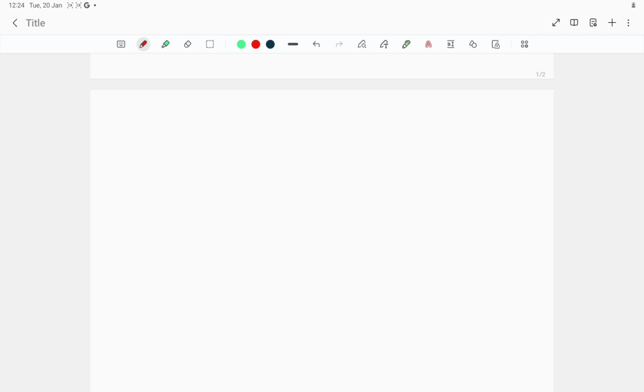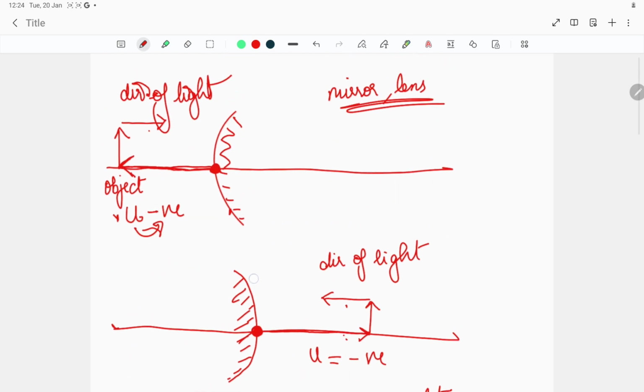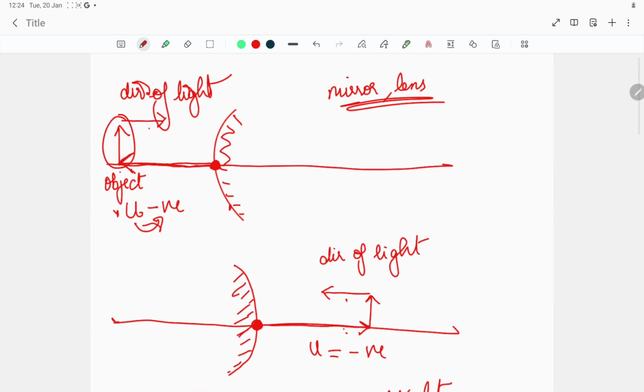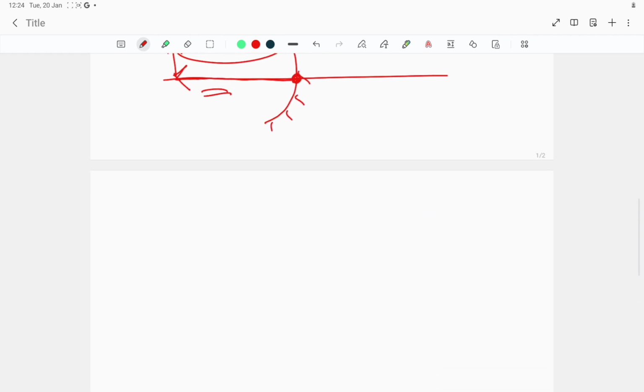Okay, so this is for your 12th standard. In 10th standard mostly you won't get anything as positive u. Okay, so this type of negative u, here you are placing a real object. Real object means an object is truly placed in front of the mirror, so it is a real object. Okay, now there is something called a virtual object.